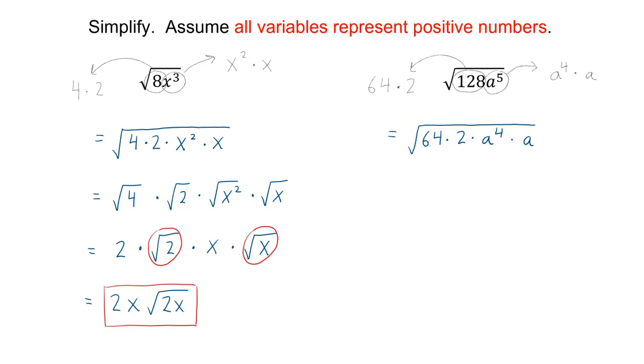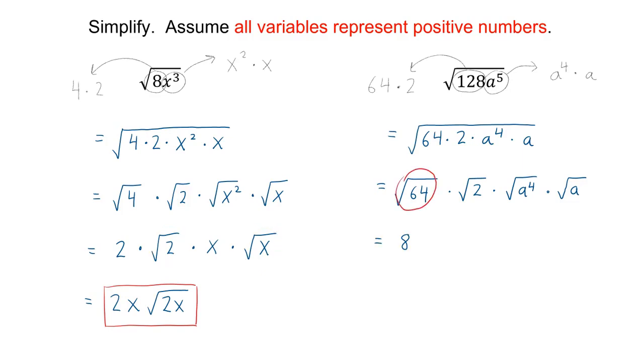So that gives us the square root of 64 times 2 times a to the fourth times a. Using the multiplication property of radicals, that gives us the square root of 64 times the square root of 2 times the square root of a to the fourth times the square root of a. The square root of 64 is 8. That's multiplied by the square root of 2, which is already a fully simplified radical. That's multiplied by the square root of a to the fourth, which is a squared, because a squared times a squared gives us a to the fourth, and that's multiplied by the square root of a.